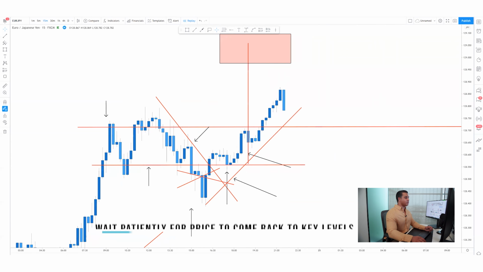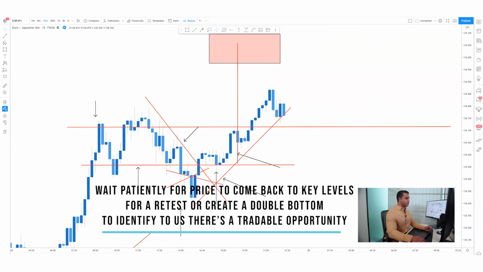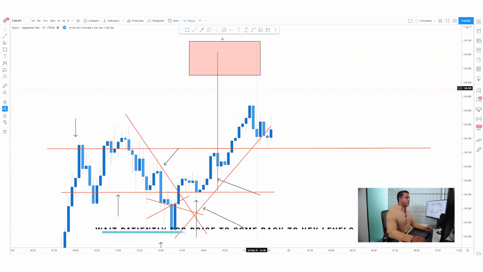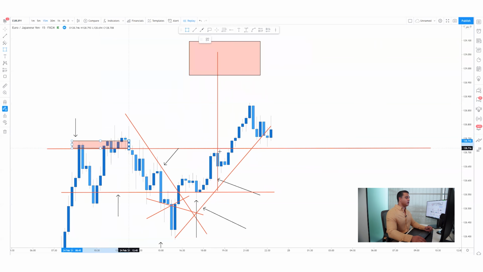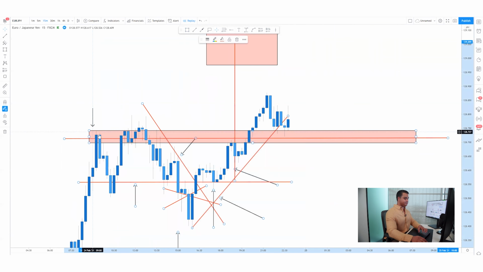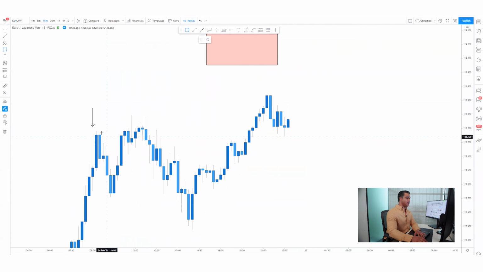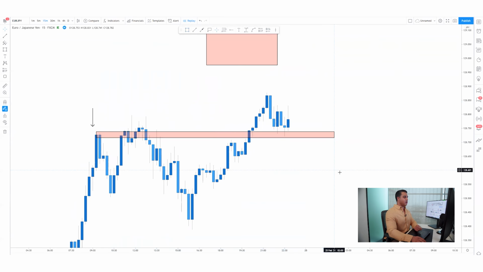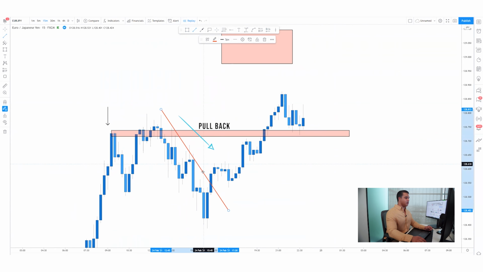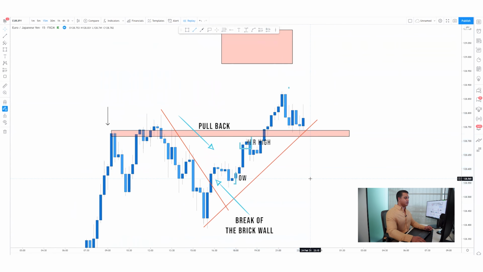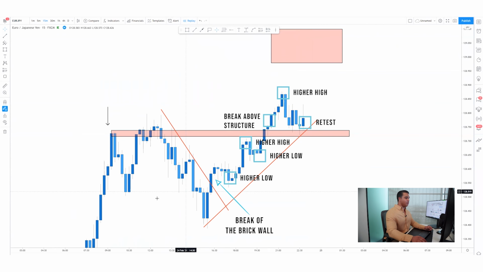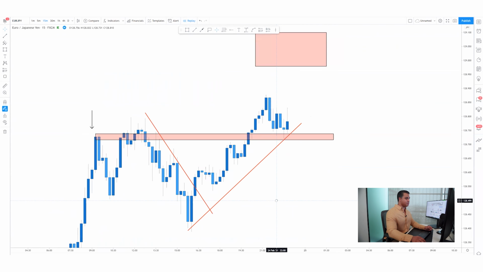What we're waiting for is for price to patiently come back to our key levels for a retest or create a double bottom to identify to us that there's a tradable opportunity. Here in this instance, we're going to be looking at this area in the market, not just a singular line. Now let's remove some of this data here and pop this line in again so you can see this clearly. So we have, just to highlight this, the 4H time frame pullback, the break of the brick wall, new higher highs and higher lows being formed, a break above structure, and a retest for potential targets to this high, which will match the range of the previous push phases.